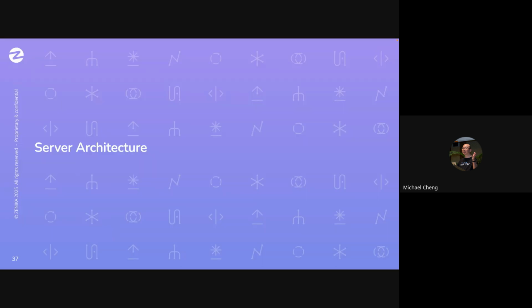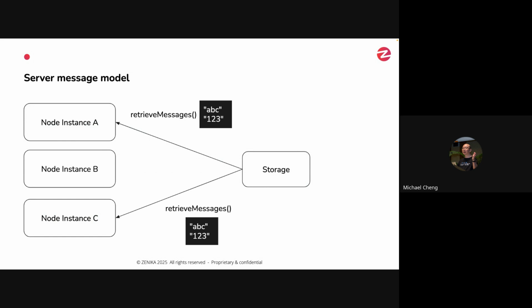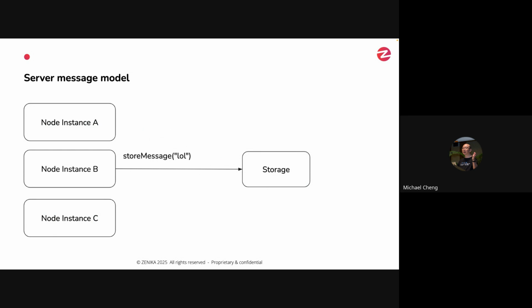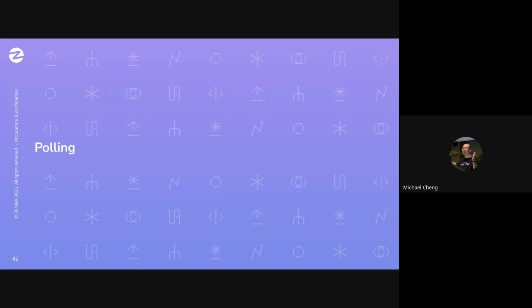And then we have the server architecture. It looks something like this, right? You have instance A, instance B, instance C. Let's say the instances try to store messages like that, and thereafter they can retrieve messages like this. And then when B stores a new message, when they all retrieve, they get the consistent data that has been sent so far.